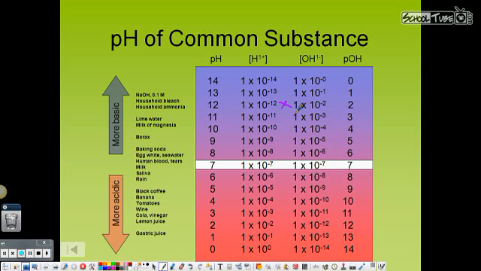Anybody know what a log is? I know it's in your calculator. What does it mean? What does logarithm mean?